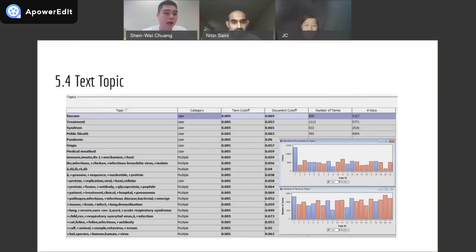However, other clusters such as treatment, syndrome, medical method, this cluster came out after we changed our weight. So even though we didn't get the result we expected, our model is getting better after we changed it.